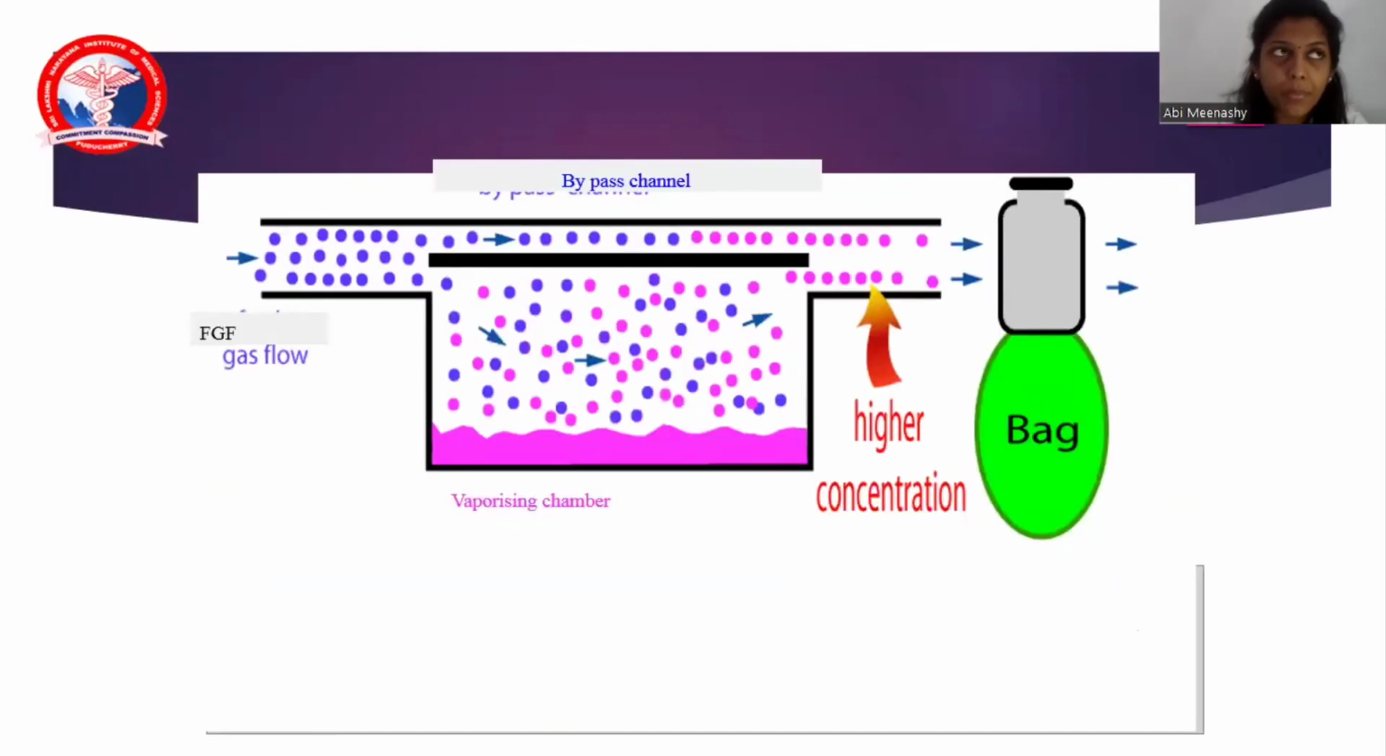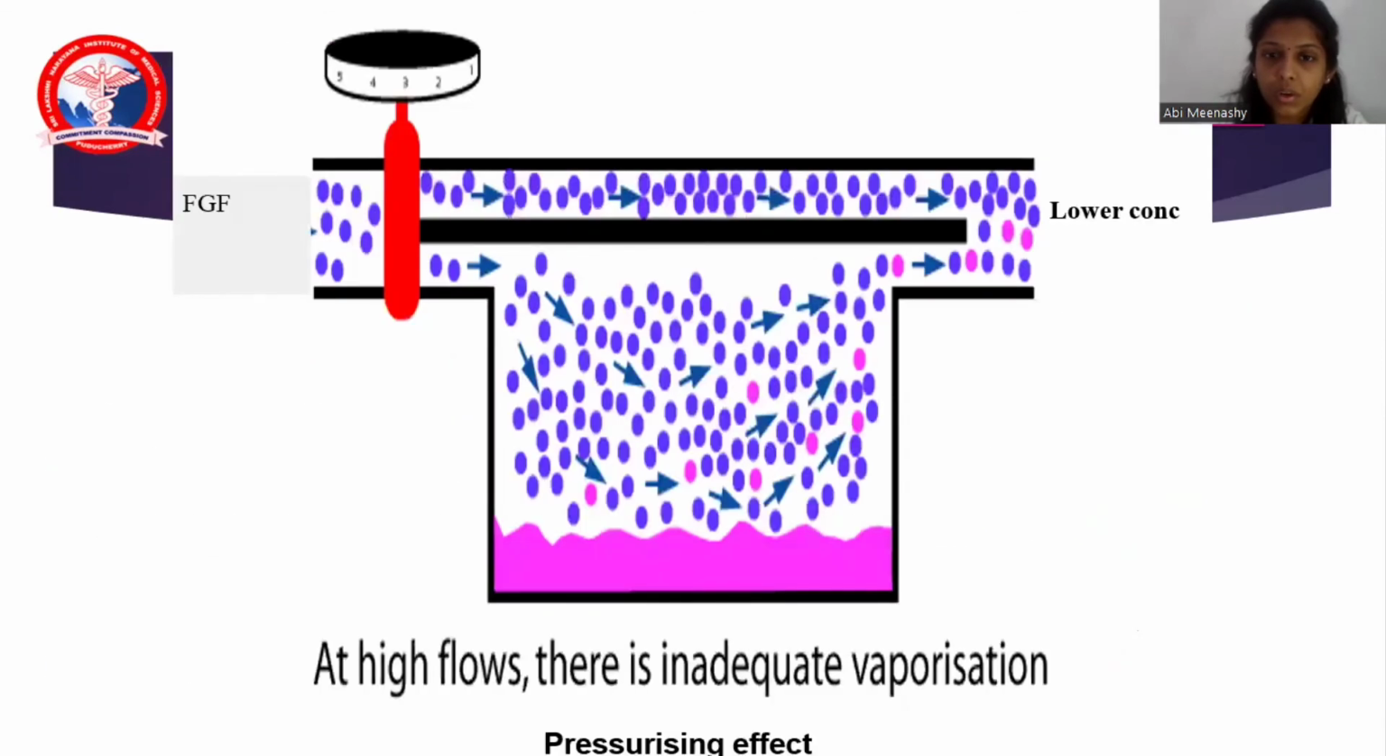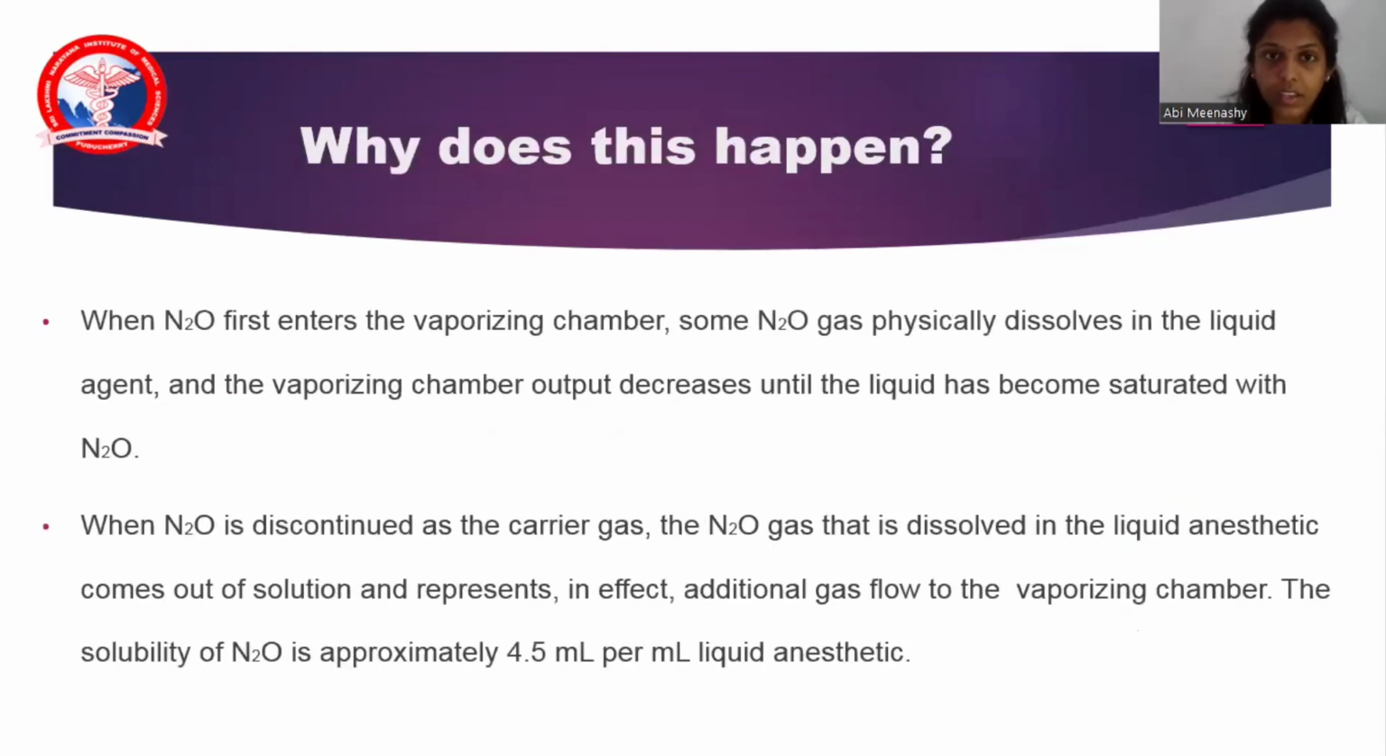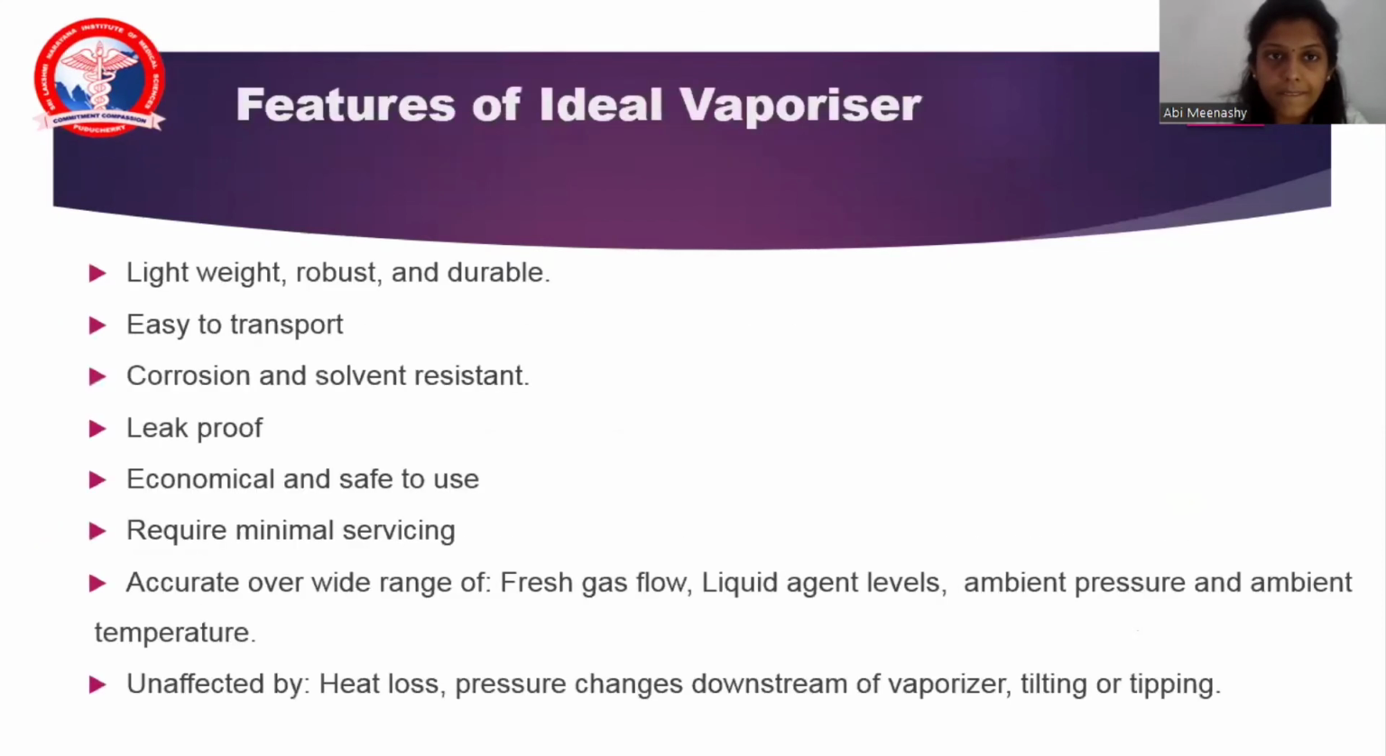So that we keep a lot of fresh gas flow. There is not adequate time for vaporization, so we get a lower concentration in the pressurizing effect. Always remember, pumping effect you get higher concentration, pressurizing effect you get lower concentration. How the concentration of agent varies with the carrier gas composition: nitrous gets diluted into the vapor, into that liquid inhalational agent. How an ideal vaporizer should be.